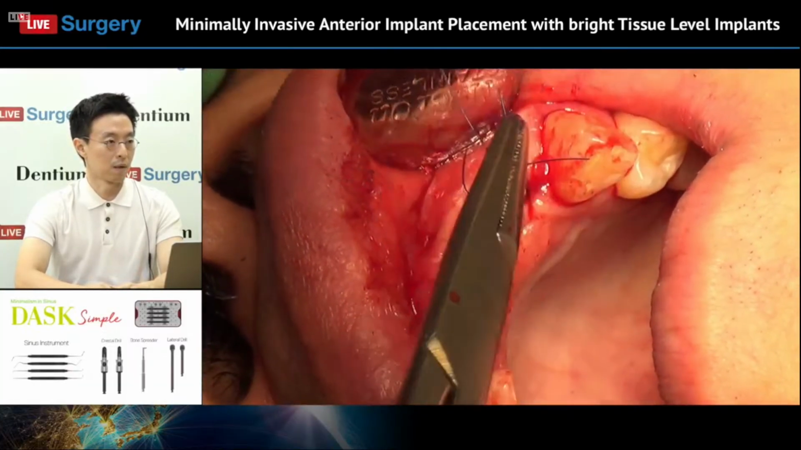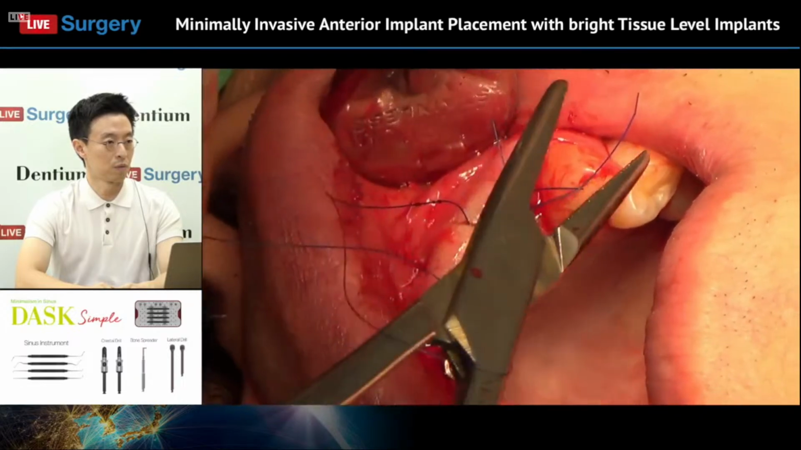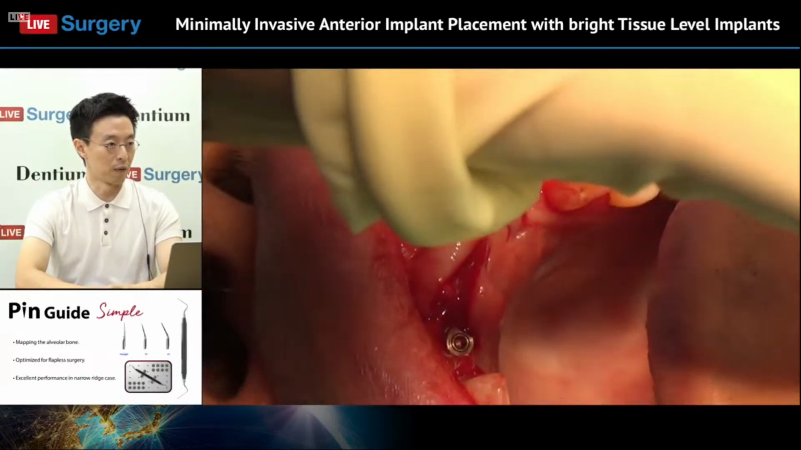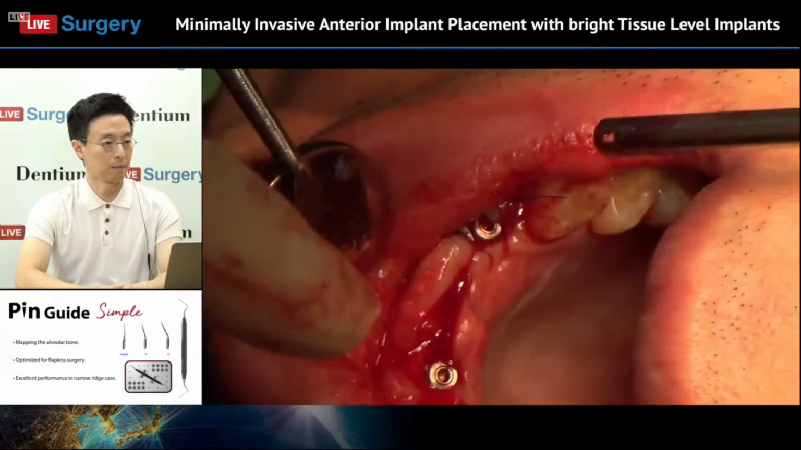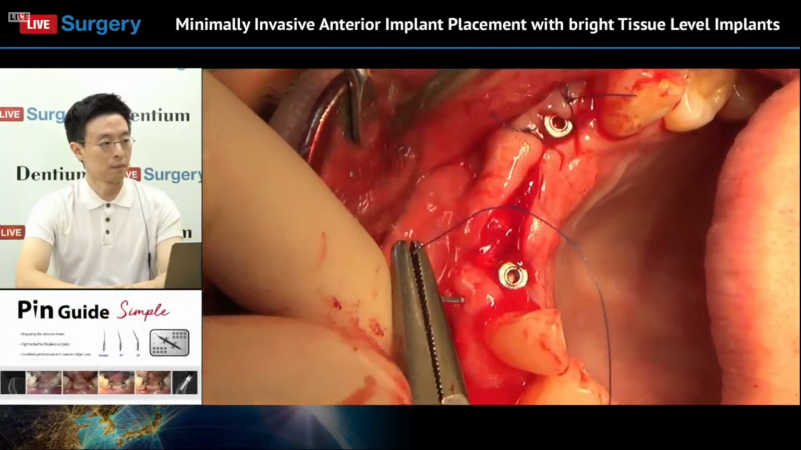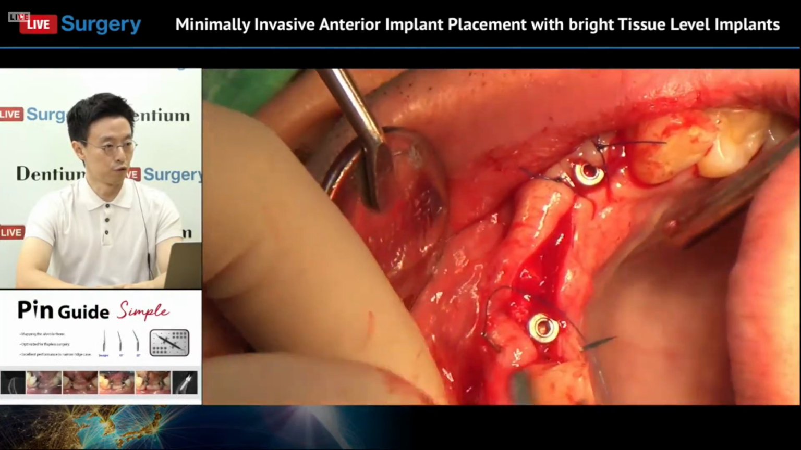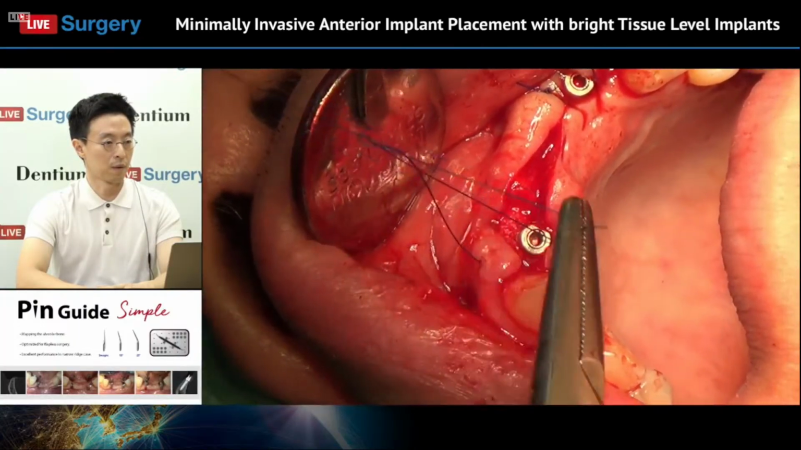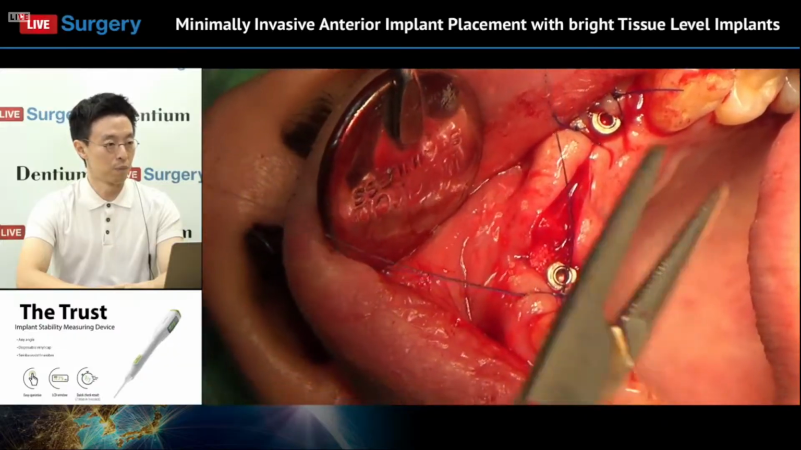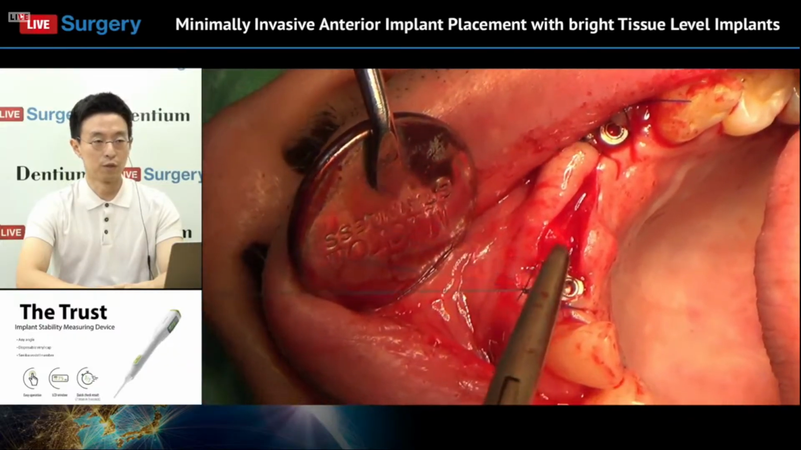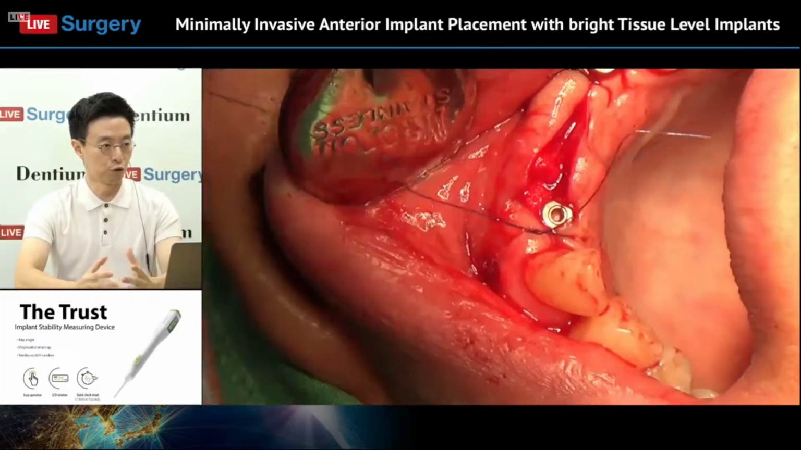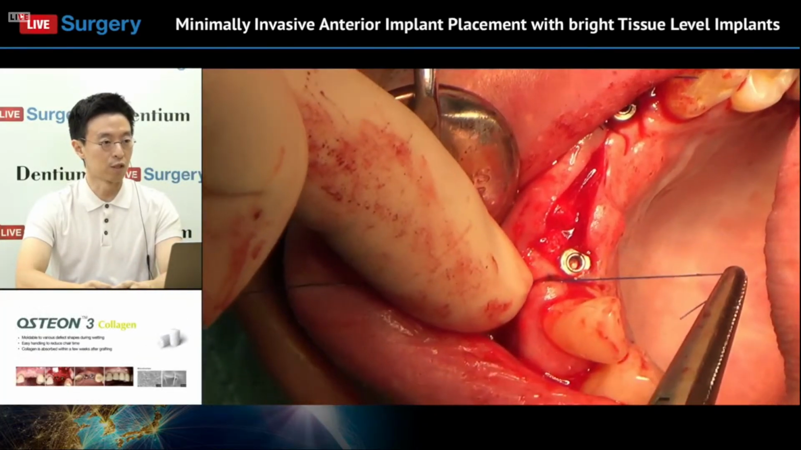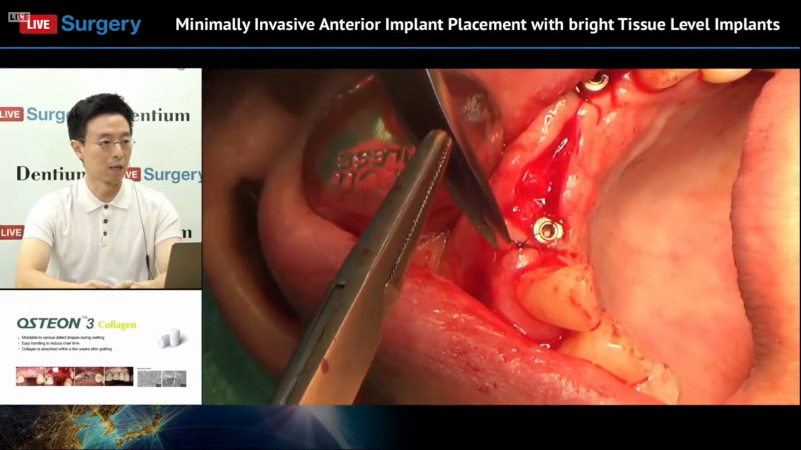So I started the suture around the grafted bone area. I prefer to use the interrupted suture around the fixture. Proper interrupted suture can be a good tool to finish the implant surgery very successfully.